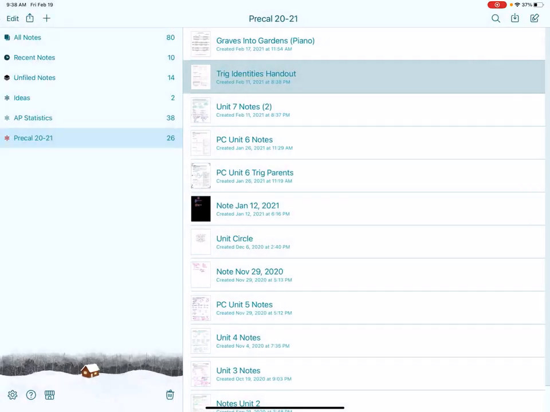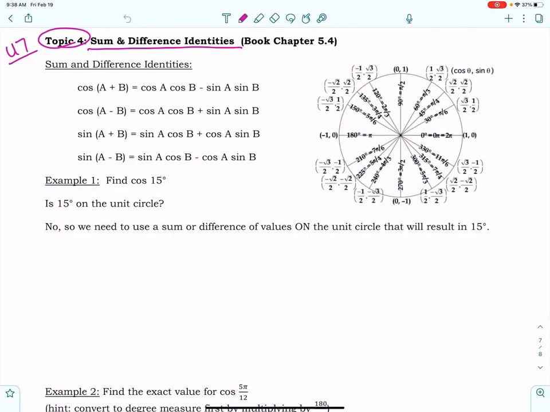So if you will notice on your notes, I've embedded the identities right here, so that way we can reference them pretty easily. I've also got the unit circle over here. I've embedded it in the page for my video, but you are going to need to refer to it.